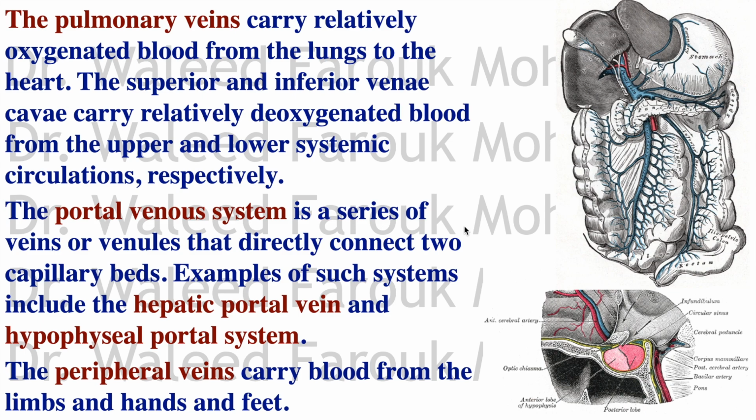The pulmonary veins, one of the exception veins that carry oxygenated blood from the lungs, after being oxygenated, deliver it back to the heart. The portal venous system, we talked about that before. The portal circulation is a communication between two capillary beds. The portal system examples are the hepatic portal vein.